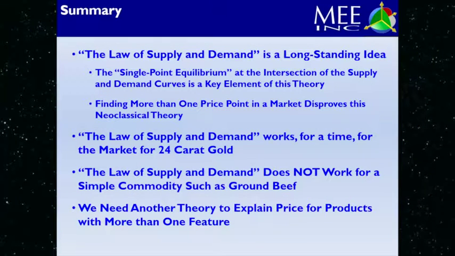So in sum, the law of supply and demand is a long-standing idea, and it suggests that there's a single point equilibrium at the intersection of a supply curve and a demand curve for every market. But since that's what their suggestion is, if we find more than one price point in a market, it disproves that theory. So the law of supply and demand will work for a single element feature like 24 karat gold, but it doesn't work for something as simple as ground beef. We need to have another theory to explain prices for products that have more than one feature. And we'll see that next time.